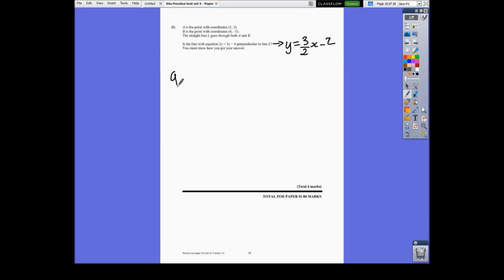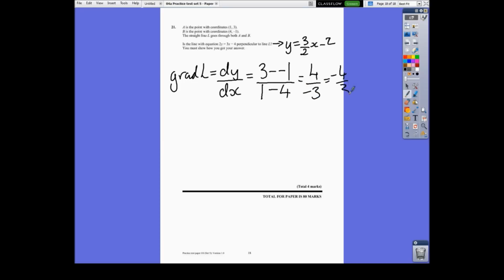So to find the gradient of L, we do the difference in y divided by the difference in x. So looking at the y coordinates, the y coordinate of the first point is 3. And to work out the difference, we take away the y coordinate of the second one. So take away minus 1. And the x coordinate of the first point is 1. And the x coordinate of the second point is 4. So 3 take negative 1 is 4. And 1 take 4 is minus 3. So that will give us minus 4/3. So we can see straight away that they are not perpendicular.